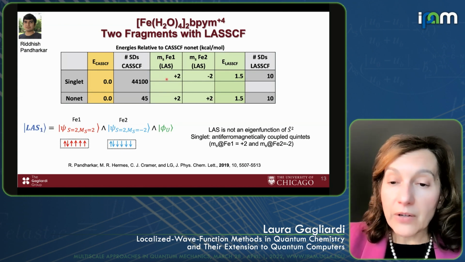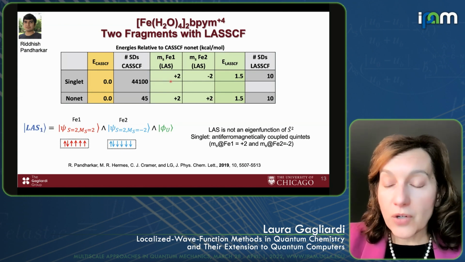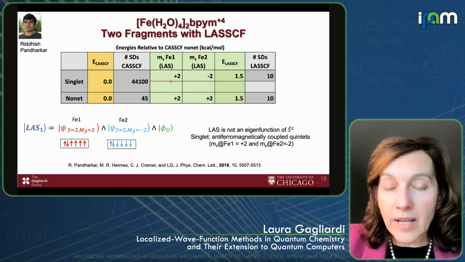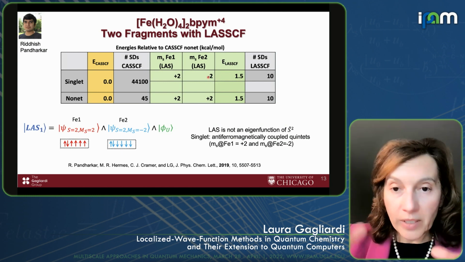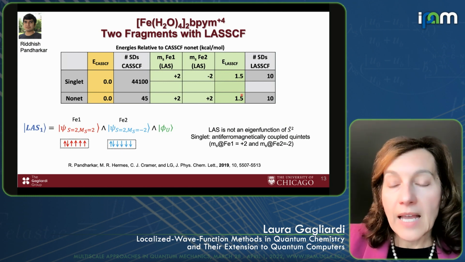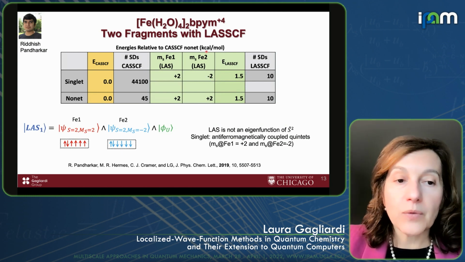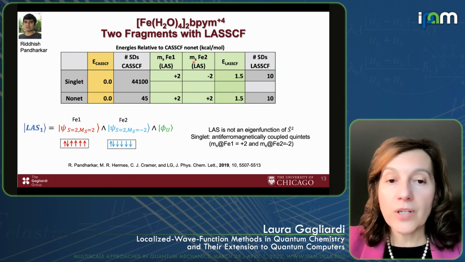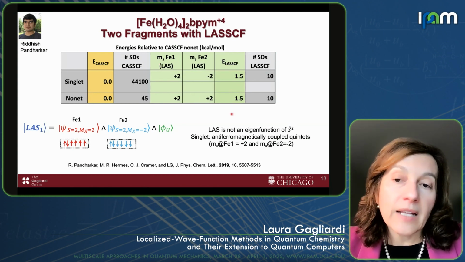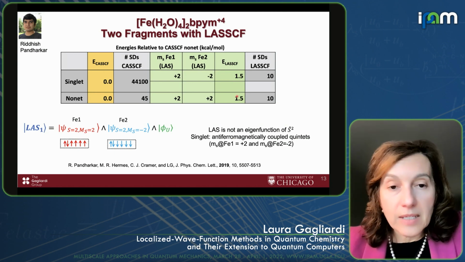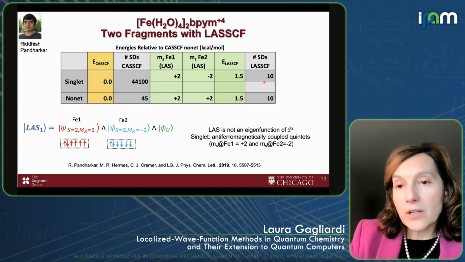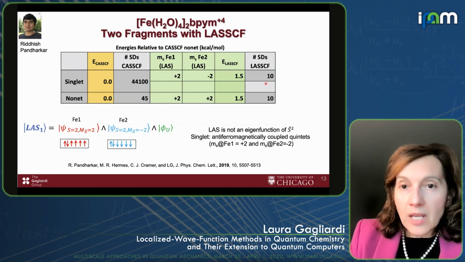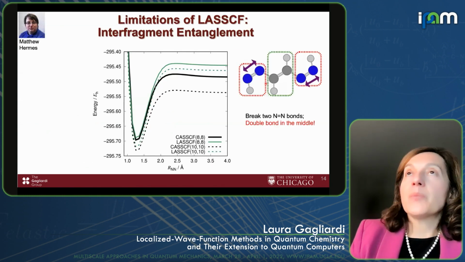The singlet, there are various ways because LASSCF is not an eigenfunction of S square. And so here we are looking at these antiferromagnetically coupled quintets that overall give a singlet. And so this is the difference with respect to the non-net CAS-SCF energy, which is pretty small. And so the energy difference between the 2 states is 0. And here we have a significant reduction in the number of configurations or Slater determinants. So this seems quite promising.